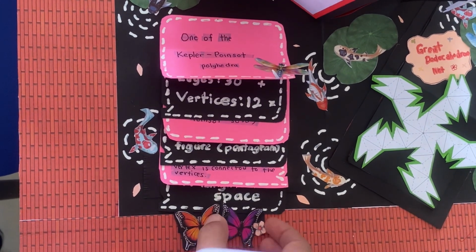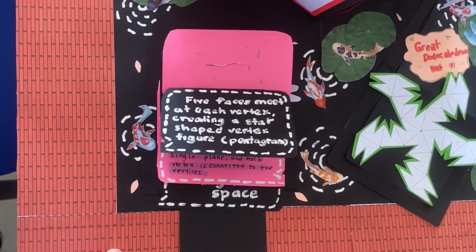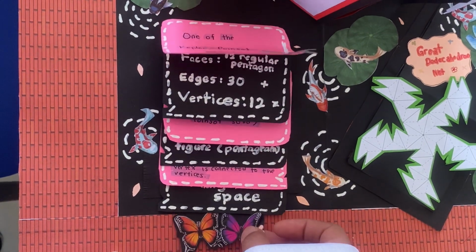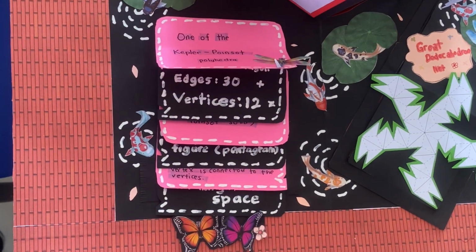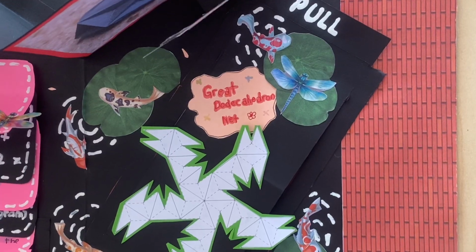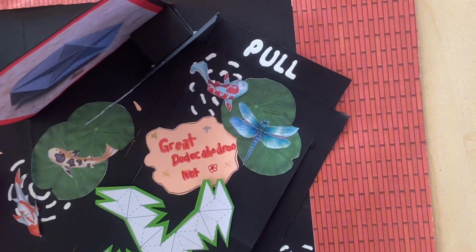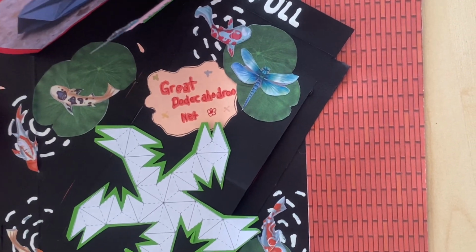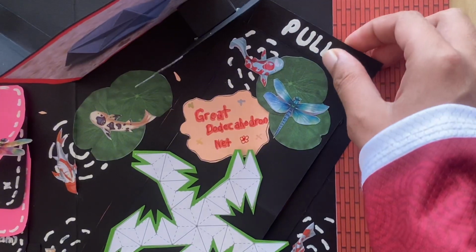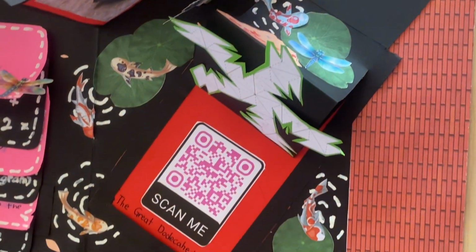Let's begin with the centerpiece. Here, we have placed a striking 3D image of the great dodecahedron, which appears as the book is opened. Although it's a printed image rather than a physical model, it is designed to create the illusion of depth and dimension, immediately capturing the viewer's attention.